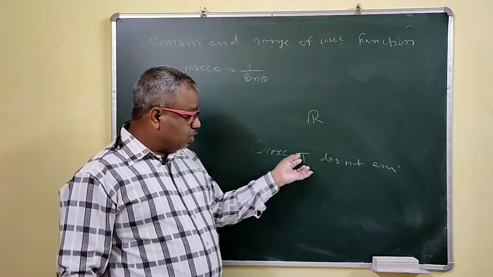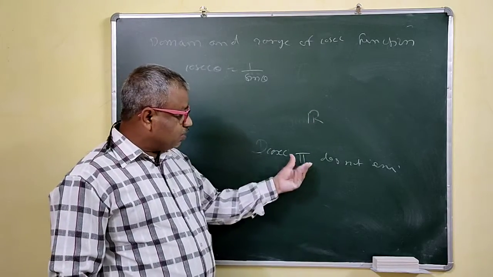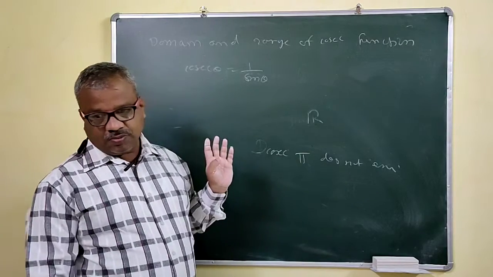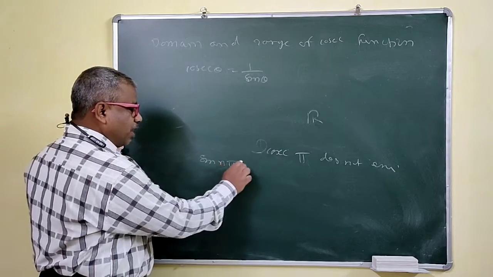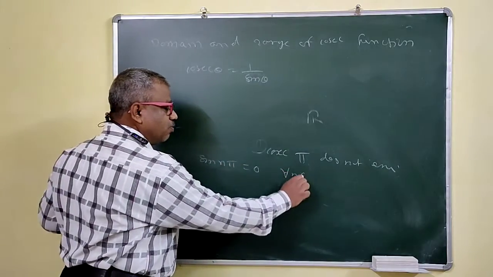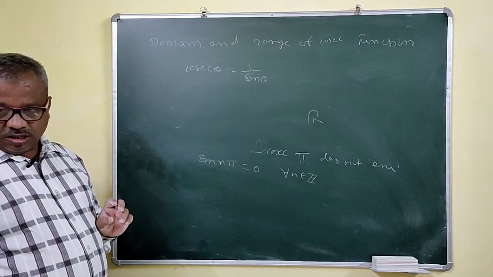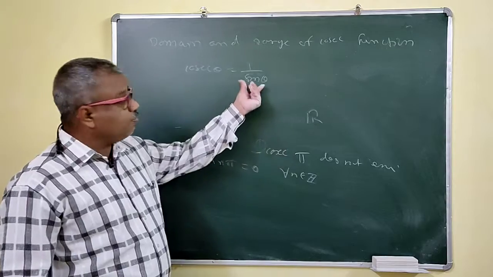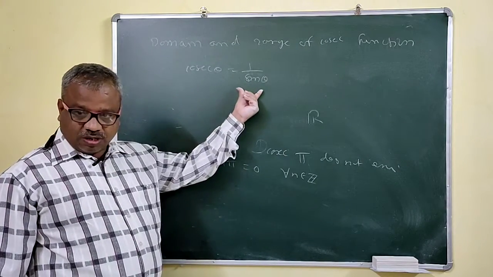You have to puncture this. You have to remove this pi from this set, right? So such points you have to remove from R, and that will be your domain of this one. You know that sin n pi is always 0 for all n belongs to Z, and these are the zeros of the denominator. That means these n pi are zeros of the denominator.